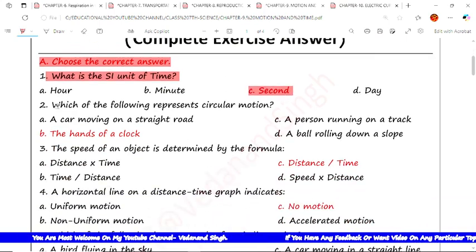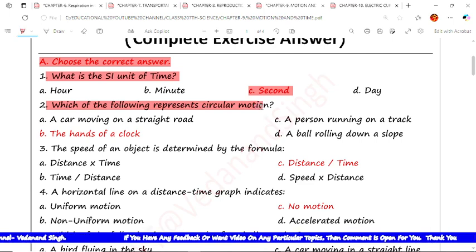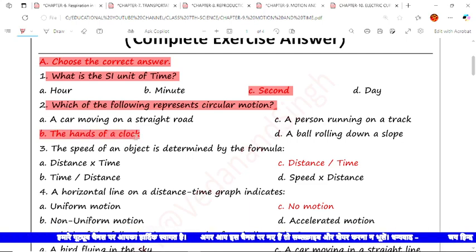Now the next question is: which of the following represents circular motion? The options are a car moving on a straight road, a person running on a track, a hand of the clock, and a ball rolling down a slope. The correct option is the hands of a clock. B is the correct option.